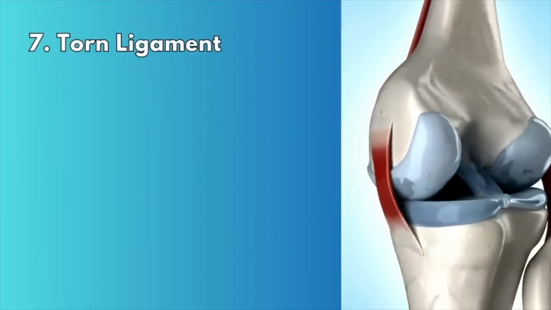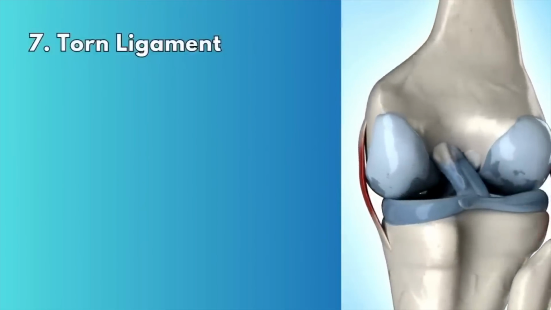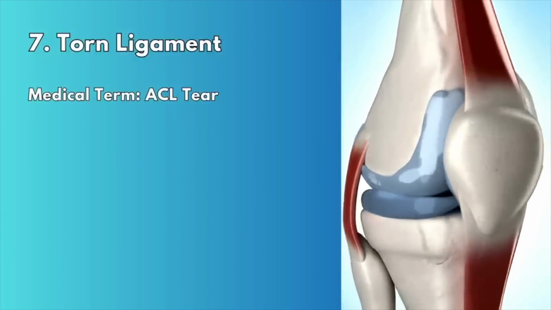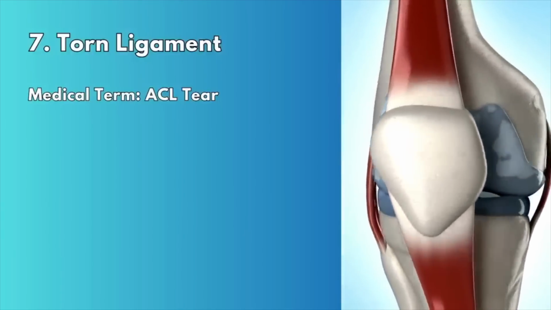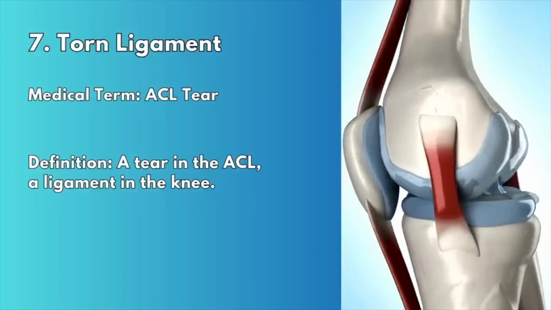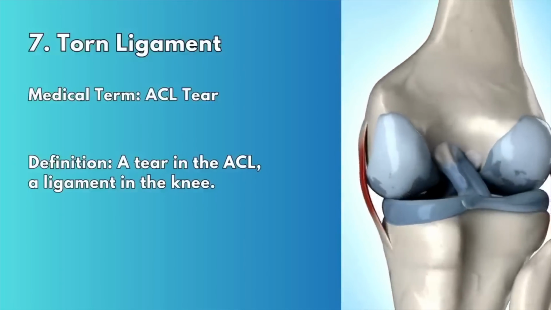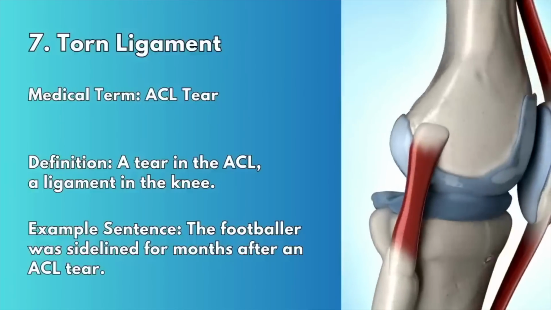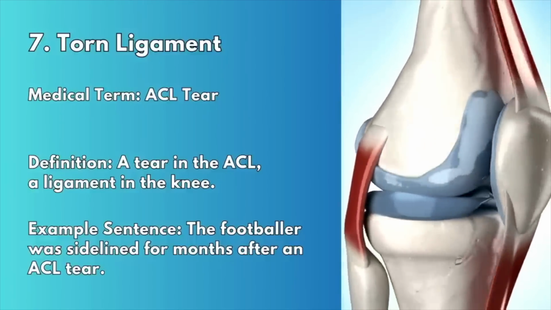Let's move on to a torn ligament. You can tear a ligament in lots of different places. One common type is known as an ACL tear. It is a tear in the ACL, which of course is a ligament in the knee. Our example sentence is, the footballer was sidelined for months after an ACL tear.